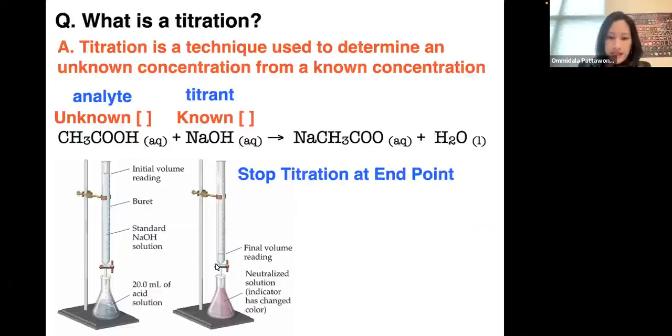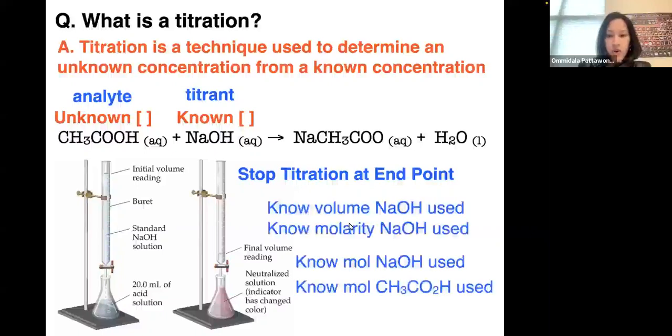At this point, because you stop the titration, you know the initial volume and you read the final volume, so you know the total volume of sodium hydroxide used. If you know the molarity and volume of sodium hydroxide, you can find the moles of sodium hydroxide, and that is going to equal the moles of acetic acid.